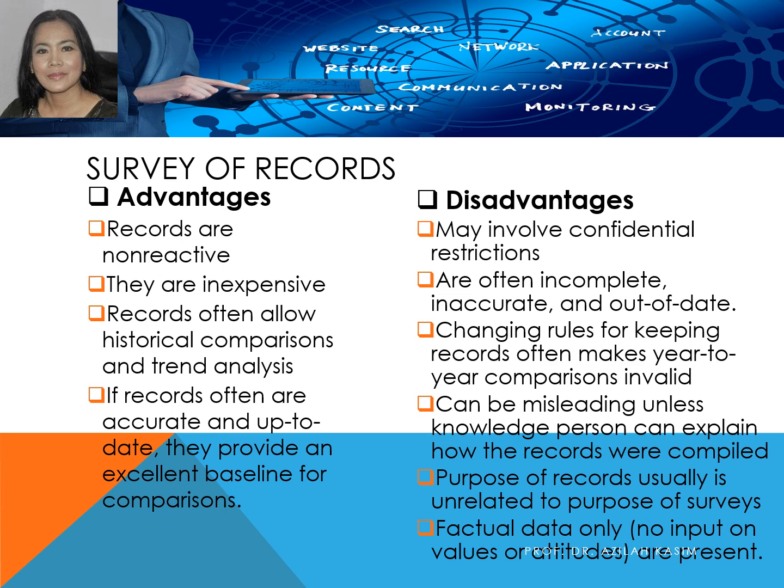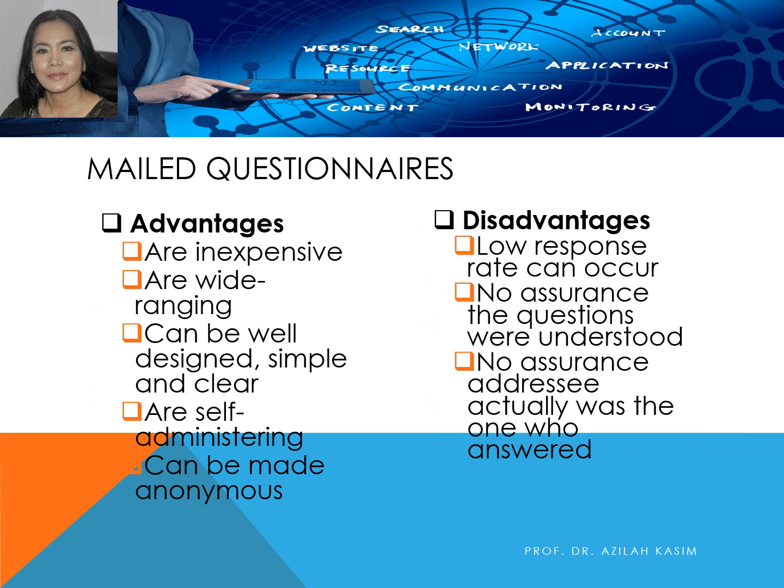And then the purpose of records is usually unrelated to the purpose of the survey. So that's why I said just now, you have to determine how relevant that record is to the purpose of your survey, because otherwise it is useless. And the data are factual only, so there's no way you can put a context to the information that is in your hand. You do not know the circumstances of that information, because the data are all factual.